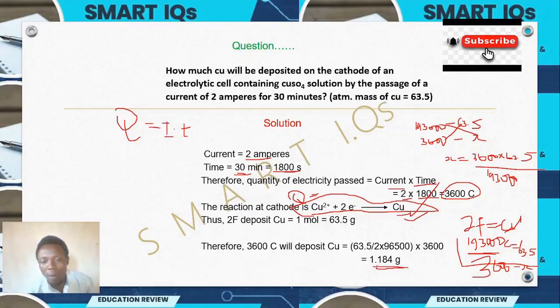And the argument can be very straightforward. What did I mean by that? If the amount of copper that will be liberated for a huge quantity of electricity of 193k is 63.5 grams, then if you have less than 193k of charge, of course it's going to liberate less than 63.5 grams. Are we together? That is why you can see that the amount of copper liberated is very minute compared to 63.5. Are we together? Very good.